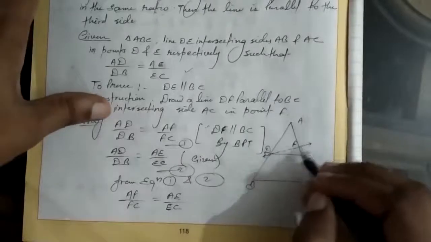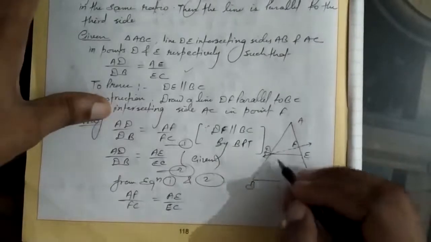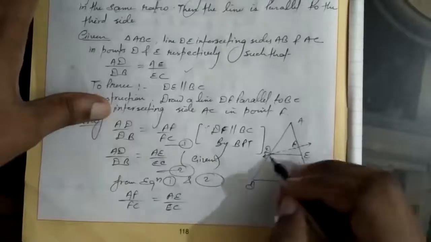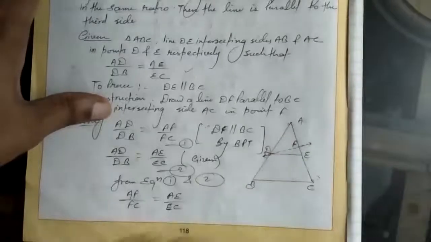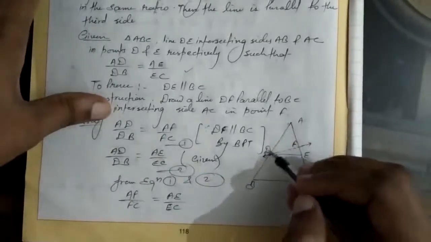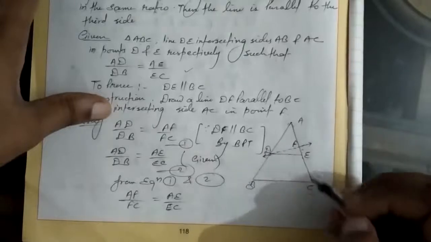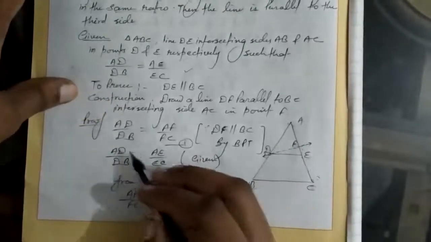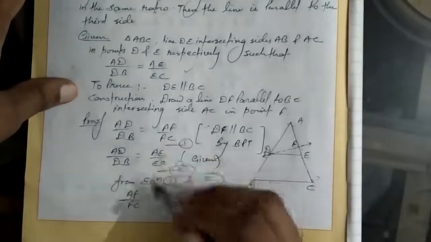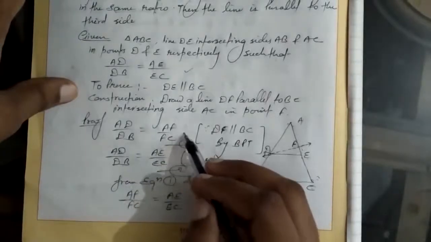Now you know that if DF is parallel to BC, then apply the BPT theorem, because the BPT theorem says that if DF is parallel to BC, then the DF line will divide AB and AC in the same ratio. So what we write, AD upon DB equal to AF upon FC. AD upon DB equal to what? AF upon FC we have written here.